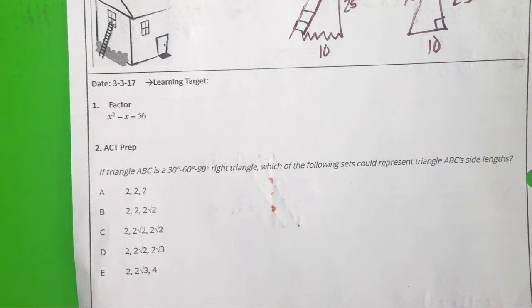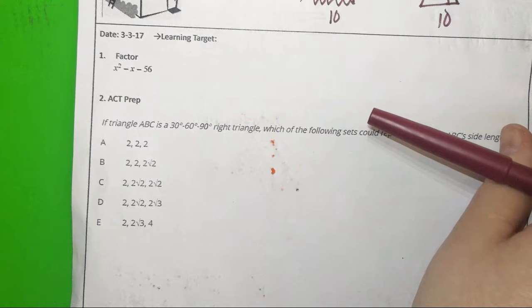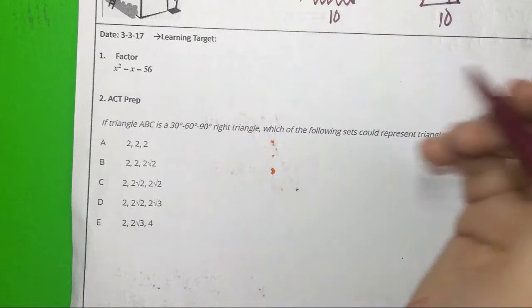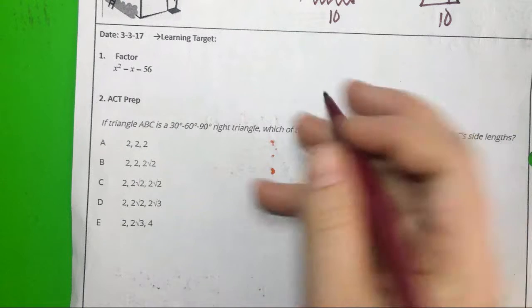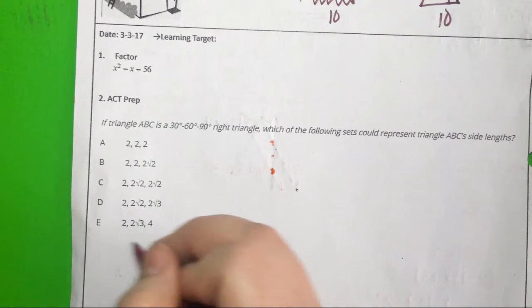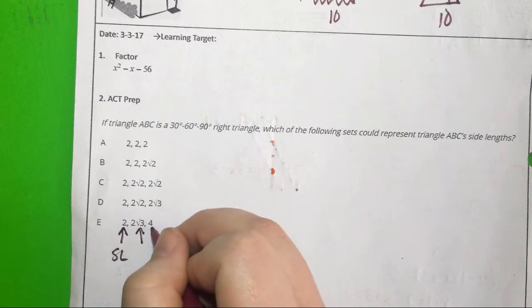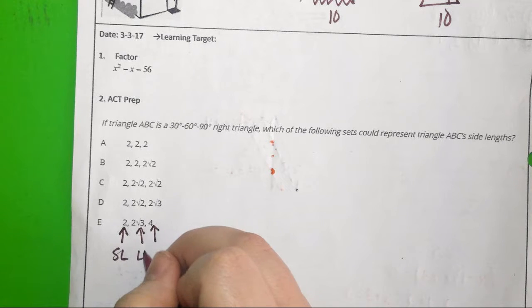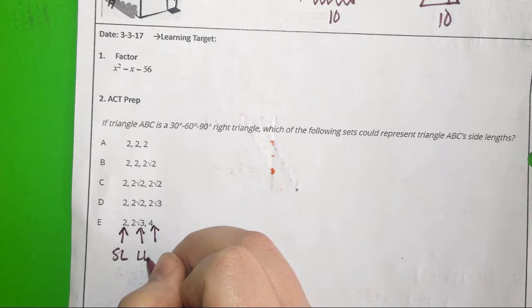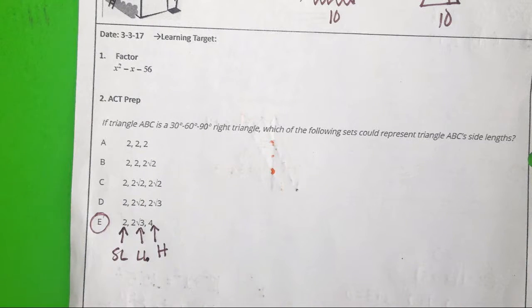Okay, it says if triangle ABC is a 30, 60, 90, which of the following could represent triangle ABC's side lengths? It's a good one. Why? Which one's the short leg? Which one's the long leg? Which one's the hypotenuse? What is this? Okay, and then what's the 4 then? By golly, Kaylee had her Wheaties this morning. That is the correct answer.